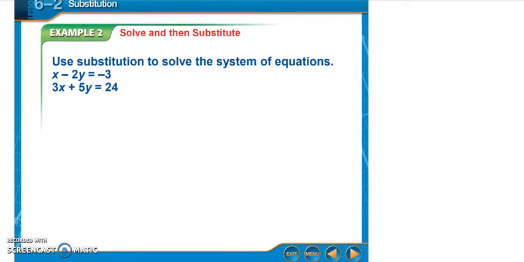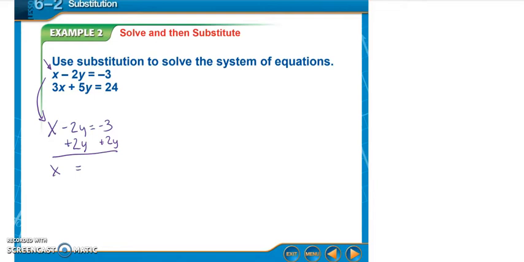Okay, this one is a little bit trickier because we don't have one set up with x equals or y equals, so you can change it to x equals. The easiest one to do that on is the one with the bare x or the bare y. So let's switch that around a little bit. So the first equation then, x minus 2y equals negative 3. We're going to take this x and keep it on one side because we want x or y all by itself.